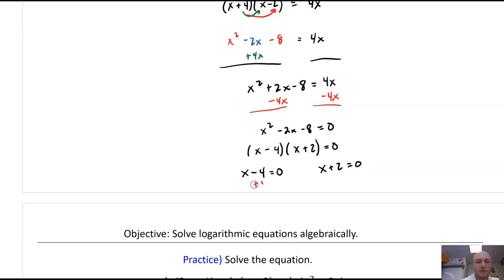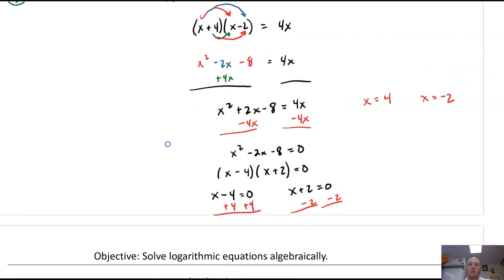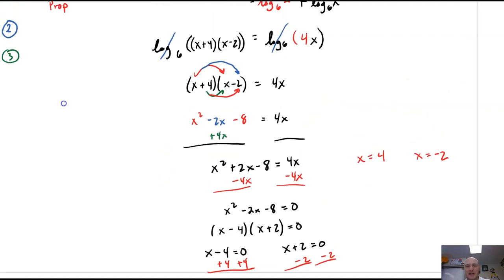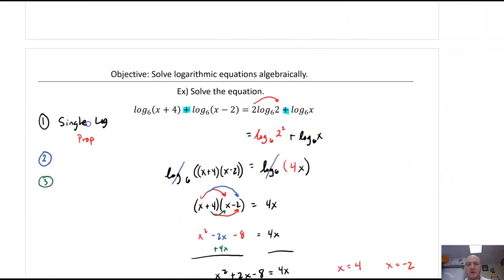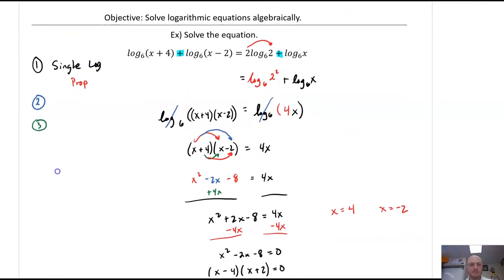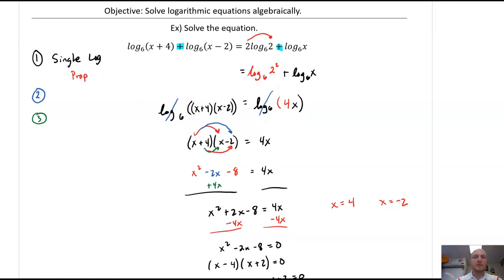So I'll add 4 to both sides, and this gives us x equals 4. And I'll subtract 2 on each side, which gives us x equals negative 2. So here are our possible solutions. And I've got to go ahead and check. Remember, I'm going to plug this into my original equation up here.